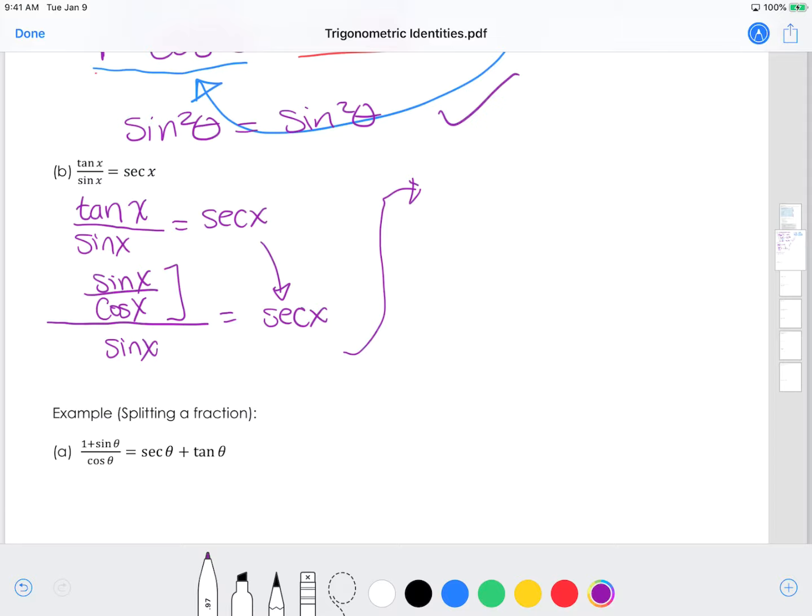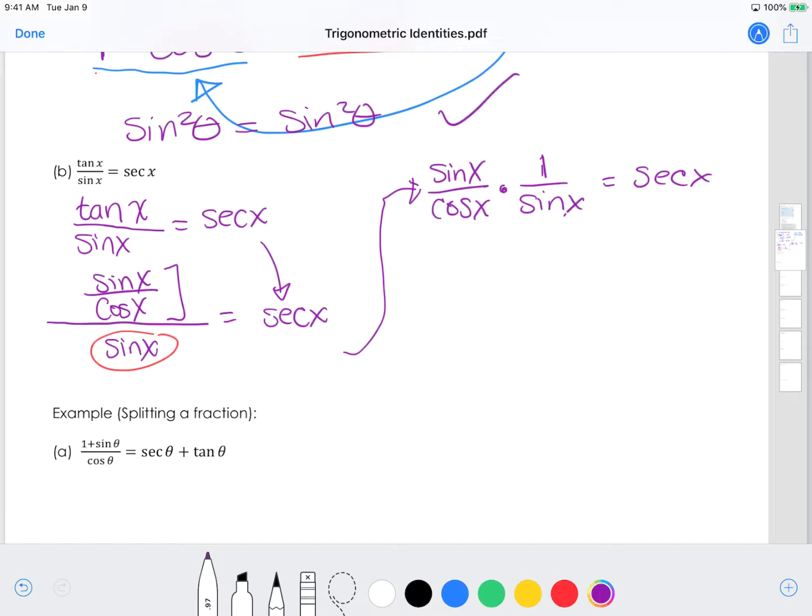Okay, now when you have a fraction divided by a fraction, you flip and multiply. So I have sine x over cosine x, and I'm going to multiply that by 1 over sine x, because if you notice, I can write this sine x as sine over 1, so when I flip it and multiply, that's going to be 1 over sine. And again, I'm just going to carry down the secant x. I'm not touching the right-hand side.